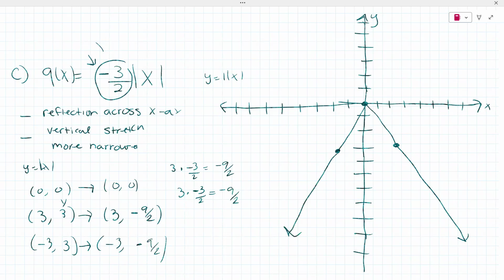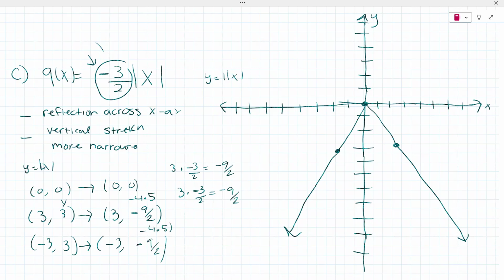Now, you could also just plot these points. (0, 0) is right here. What's (3, -9/2)? -9/2 is like negative 4.5. It's totally appropriate, you can do that. And then (-3, -9/2), negative 3 comma negative 4.5. So you could do that.